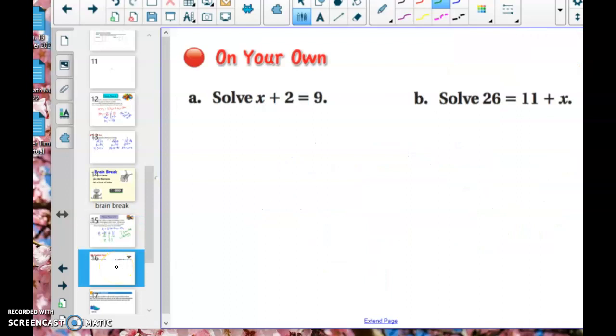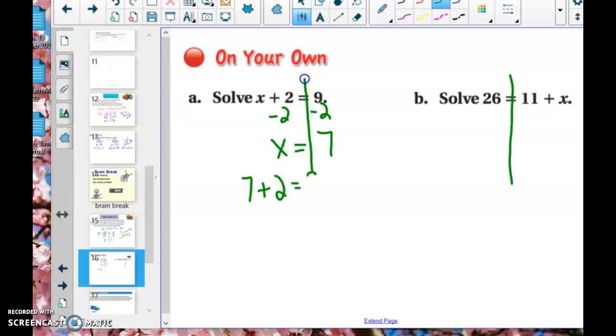All right, you can pause the video and do those two on your own. To check them, I go to the side with the letter on it. I'm adding 2, so I'd have to subtract 2 on both sides. And of course, that leaves me with 7. So to check it, does 7 plus 2 equal 9?